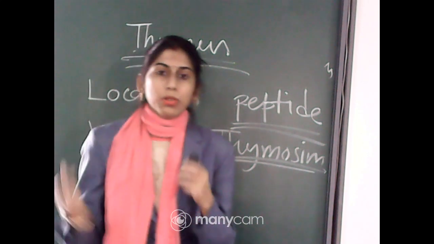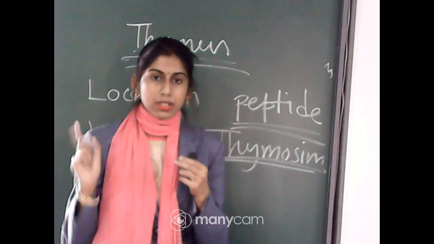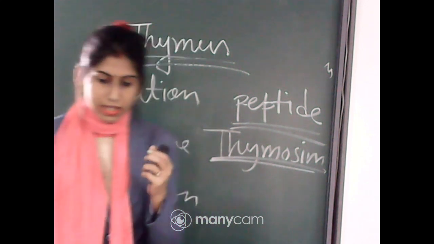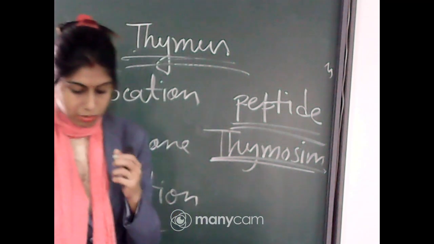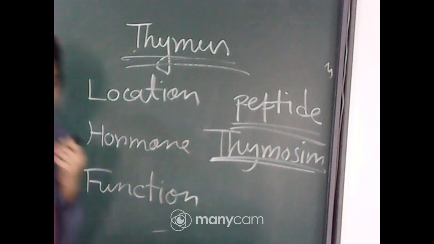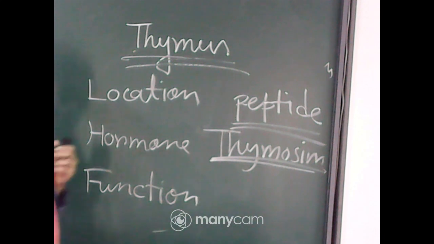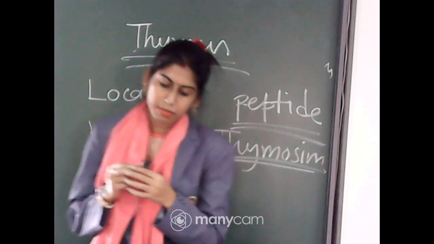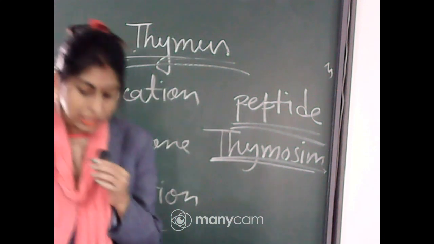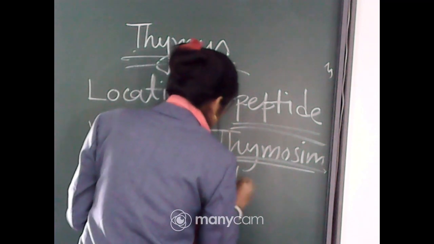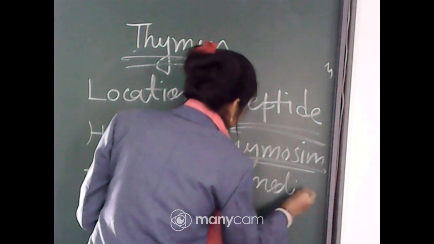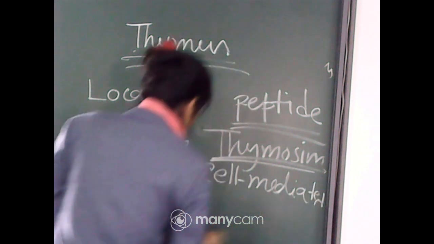For our immune system, two types of immunity can be there. One is considered as cell mediated immunity, another is considered as humoral immunity. So this thymosin has a major role in differentiation of the T lymphocyte. So what type of immunity? Cell mediated and humoral.